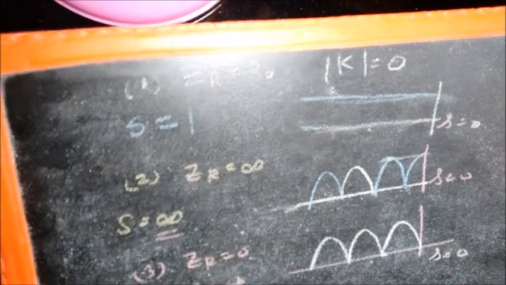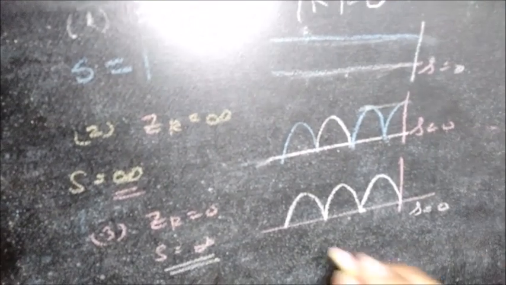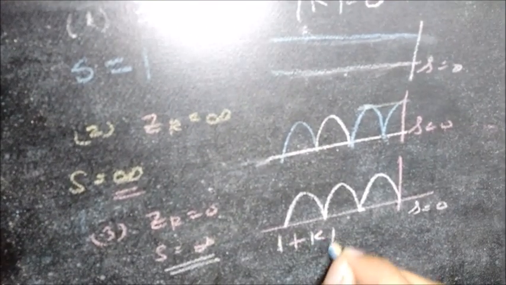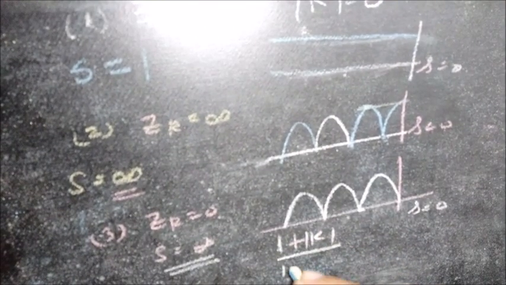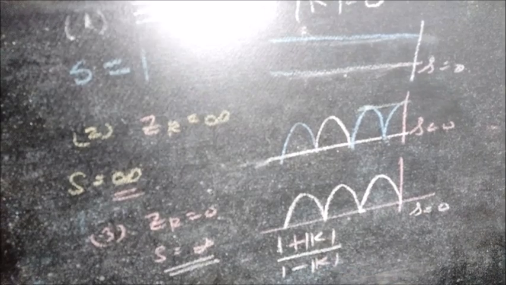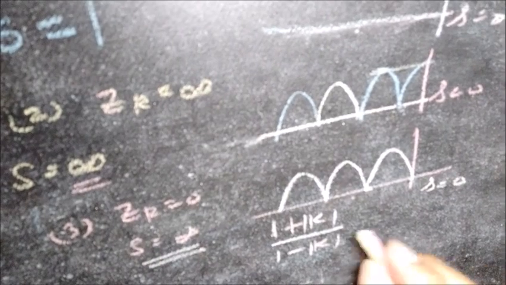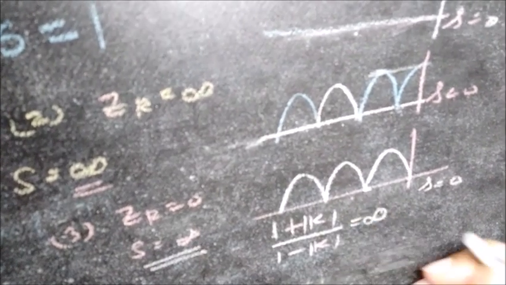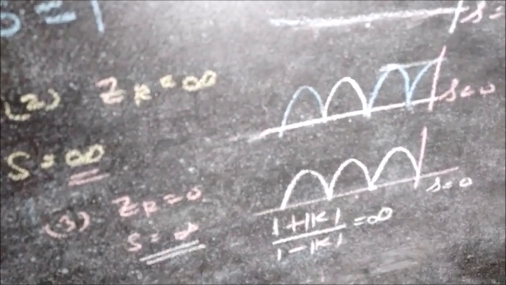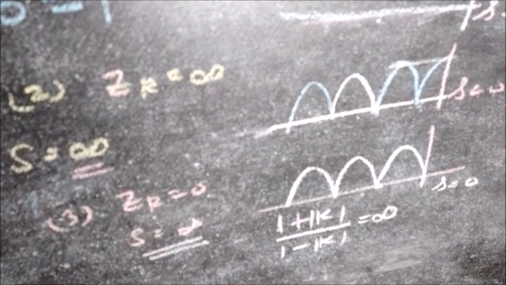Emin is 0. Even if you look at the expression which was derived a short while ago, it is 1 plus magnitude K divided by 1 minus magnitude K. Magnitude K becomes 1 when ZR is 0, and hence this becomes infinity. So these are the special cases that we consider.